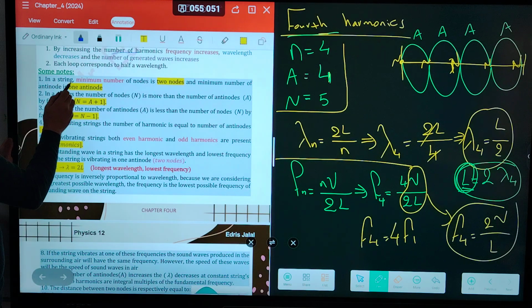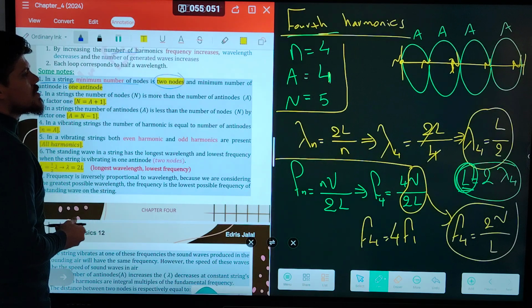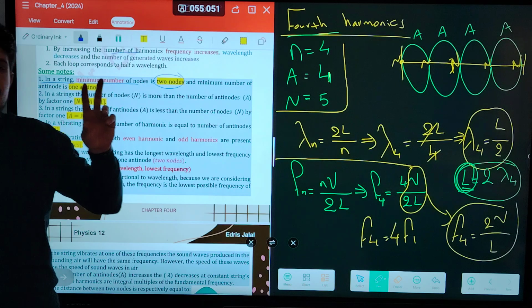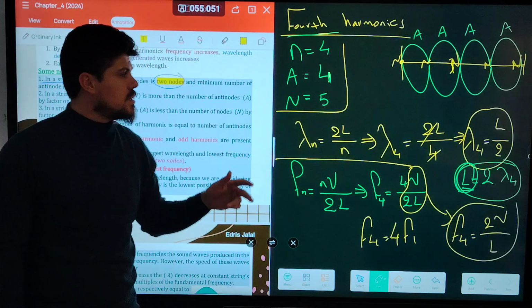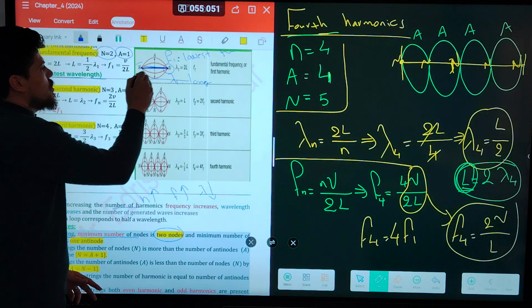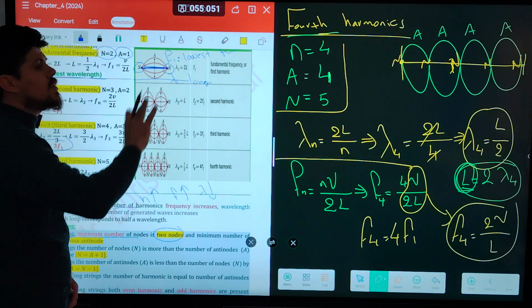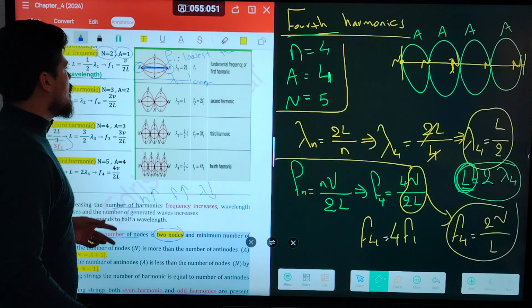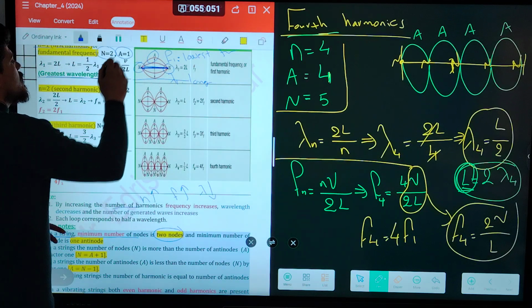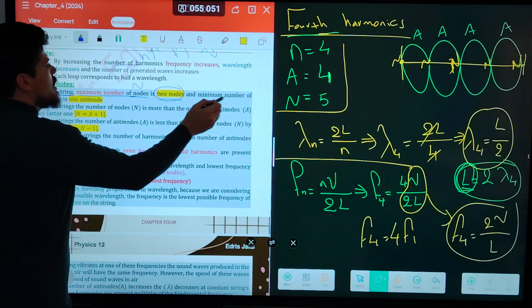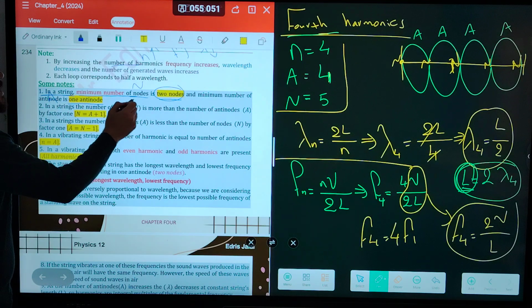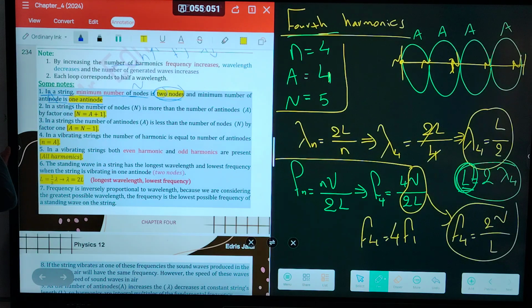In a string, guys, a standing wave in a string, the minimum number of nodes is equal to what? 2 nodes. Do we have 1 node in the vibrating string for the standing wave? No. The minimum number of nodes, how many nodes? 2. This is the minimum number. We don't have 1 node in a vibrating string. What about antinodes? The minimum number of antinodes is what? 1. The minimum number of nodes is 2, but the minimum number of antinodes is 1.